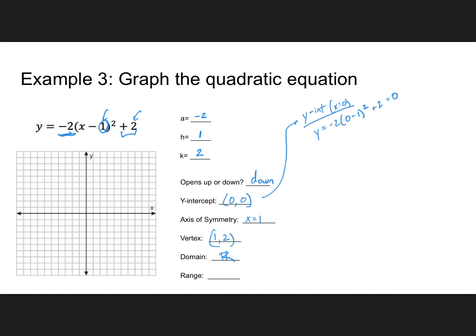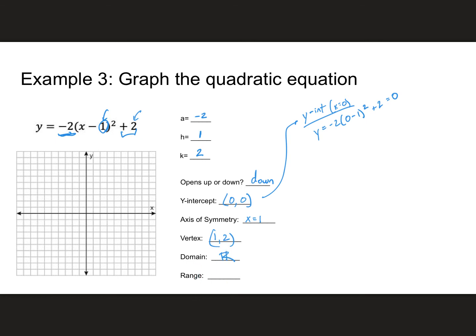The y-intercept is (0, 0). You can find the math up here in the corner. The axis of symmetry is x equals h, which is 1 in this particular problem. The vertex, (h, k), so (1, 2). The domain, all real numbers.